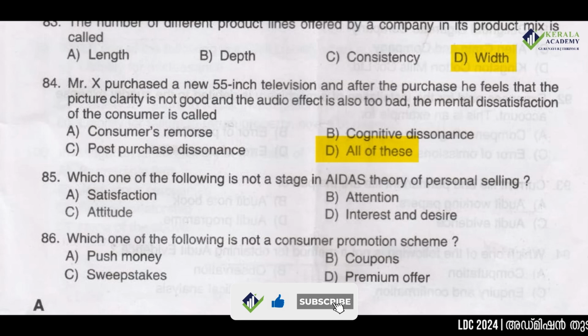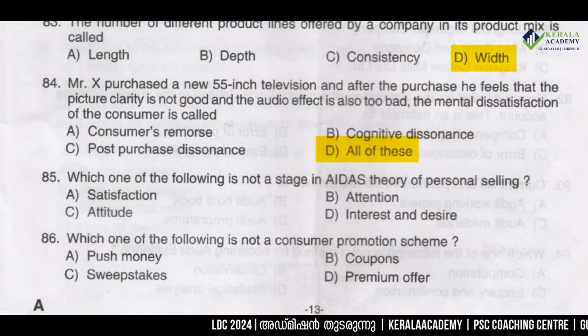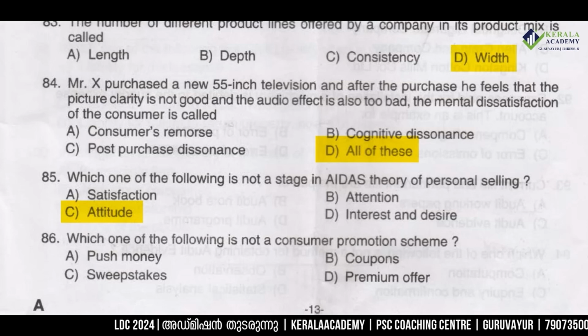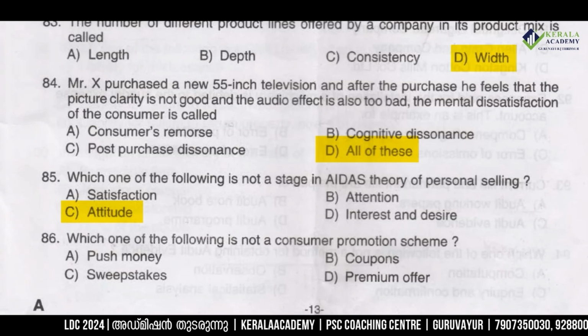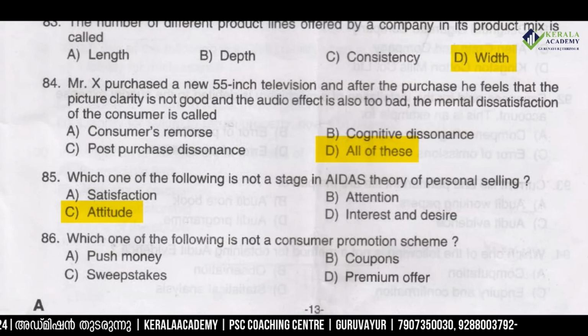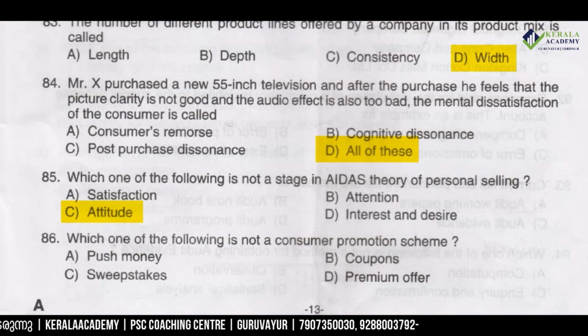Which one of the following is not a stage in AIDAS theory of personal selling? Satisfaction, attention, attitude, interest and desire. Correct answer option C, attitude. Which one of the following is not a consumer promotion scheme? Push money, coupons, sweepstakes, premium offer. Correct answer option A, push money.